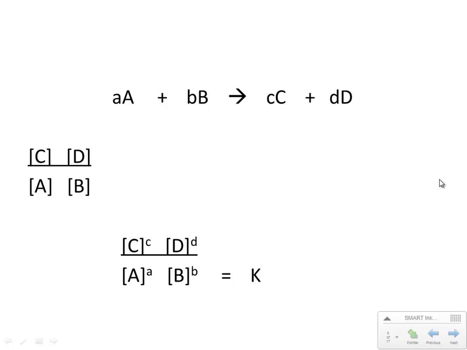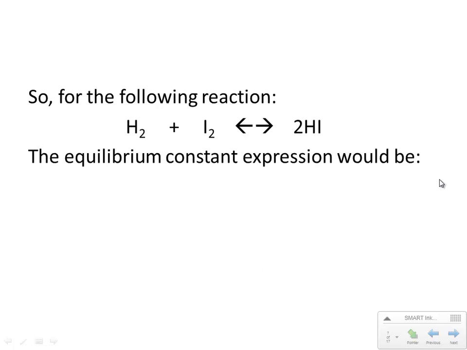So the product of the concentrations of the products raised to their coefficients divided by the product of the concentrations of the reactants raised to their coefficients is equal to a value called the equilibrium constant, which is the K. So if we have a reaction such as this one, H2 plus I2 goes to 2HI, the equilibrium constant expression would be the product raised to the second power because of its coefficient, divided by the two reactants raised to their coefficients.